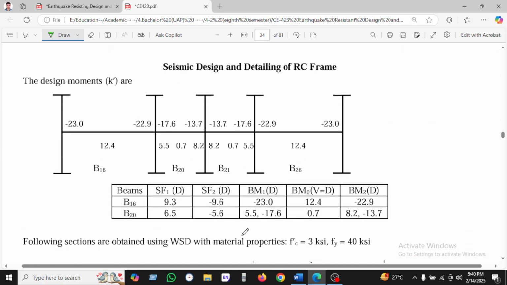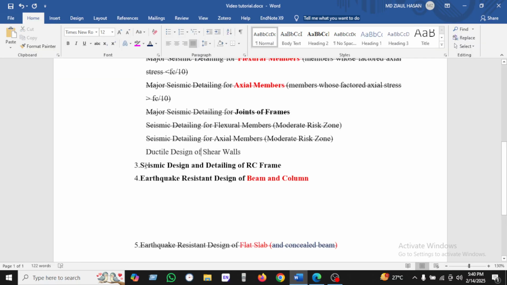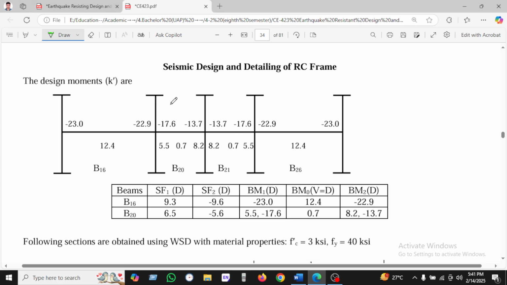So let's see another topic. This is the most important one, which is seismic design and detailing of RC frame, or we can say the earthquake resistant design of beam column. Okay, so let's see some example.